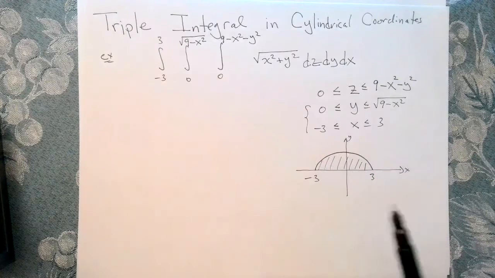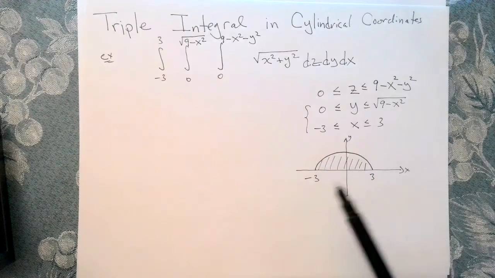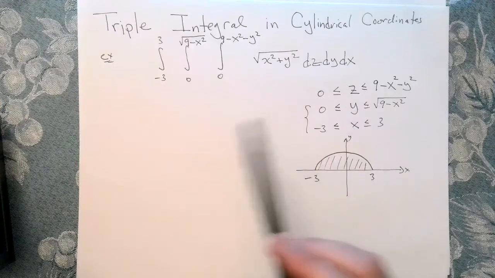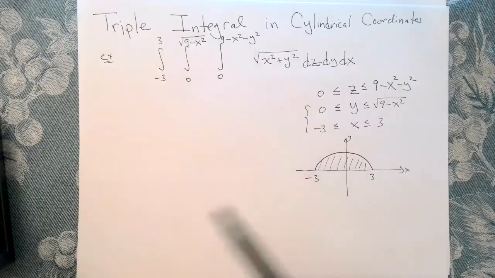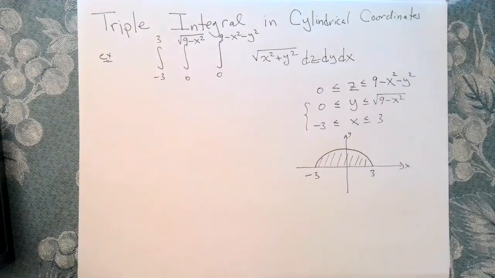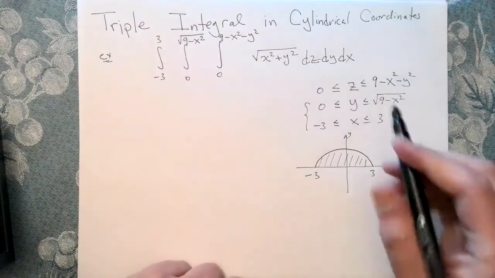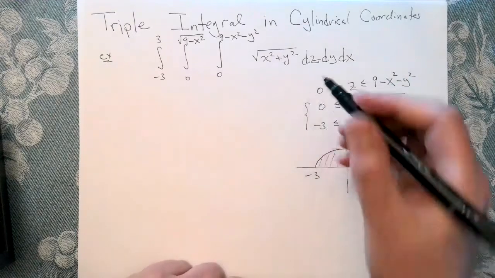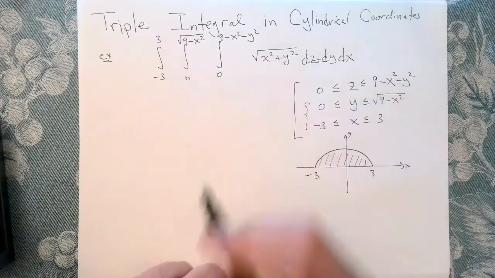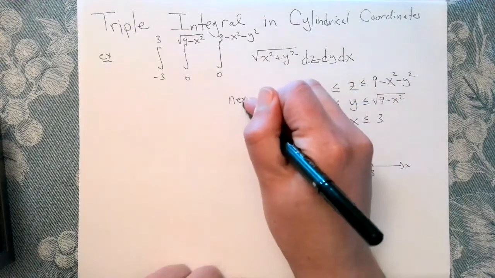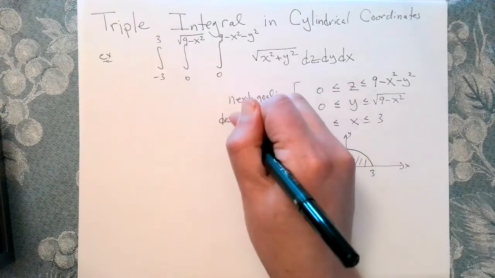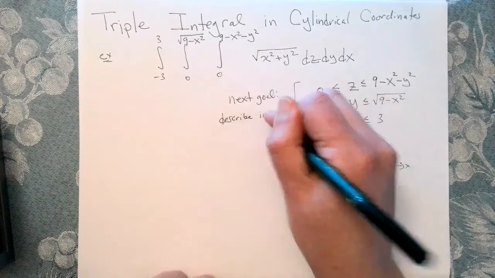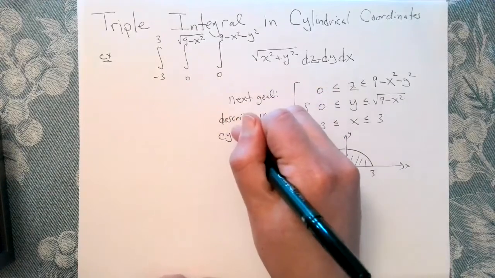Now, since this region is circular, and also we know that x squared plus y squared is r squared in cylindrical, those are big hints to use cylindrical coordinates. So how do I talk about this region in cylindrical coordinates? So the next goal is to describe this in cylindrical coordinates.